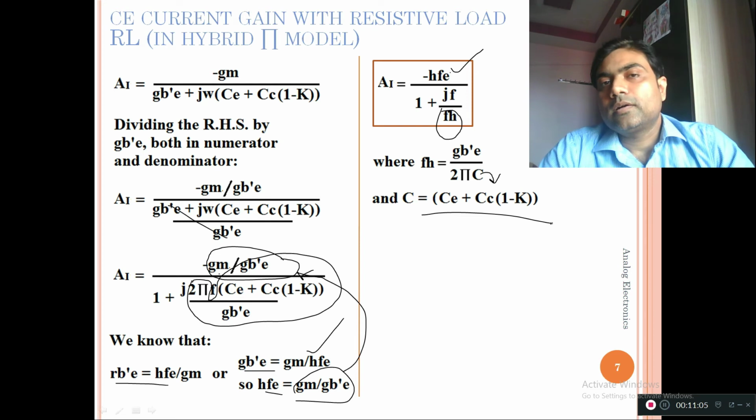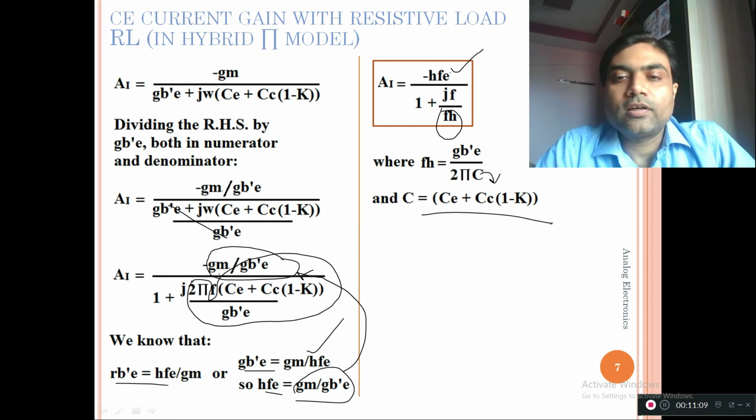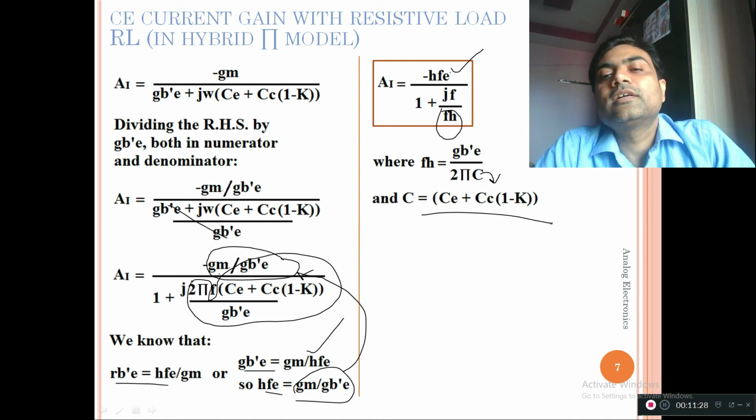So you can analyze yourself what is the impact of increasing the capacitance value when we have applied the resistive load, what is the impact on the overall gain? The gain will be further reduced. Why will the gain be further reduced? Because we have increased the term of the Cc. Now if you want to calculate the overall capacitance, C equals C plus Cc1 minus k.